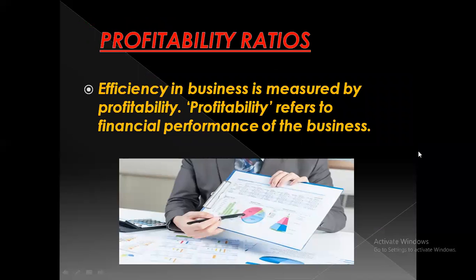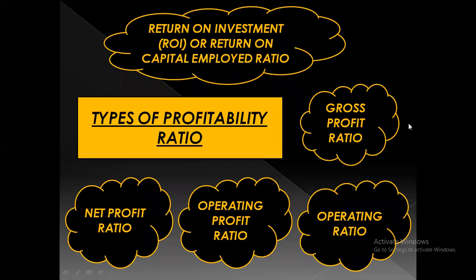Now, we'll start the profitability ratio. Profitability ratio measures the profitability and the efficiency of the business. Profitability means the financial performance of the firm. In the profitability ratio, we learn to calculate gross profit ratio, net profit ratio, operating profit ratio, operating ratio, and return on investment.